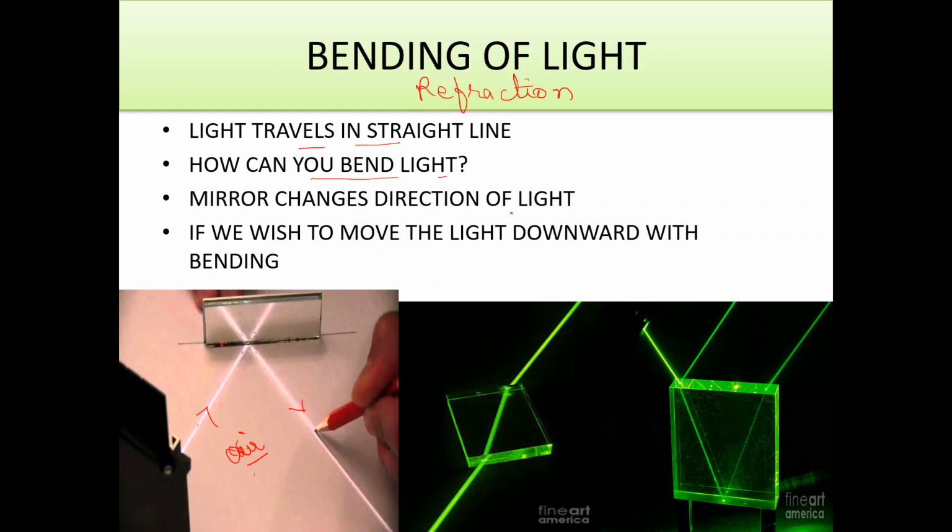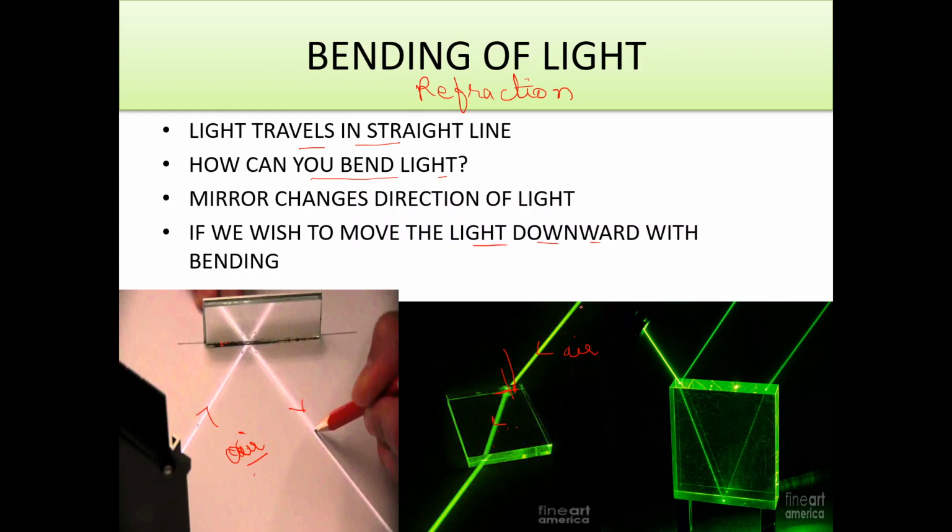But if I wish to move the light downward with bending, what will I do? This can be done using a rectangular glass slab. In this figure you can see that the light is incident obliquely on the glass slab surface and enters into the glass. This is the air, the light ray is in air or vacuum. Now the light has entered into glass and at the interface it is bending through a certain angle.